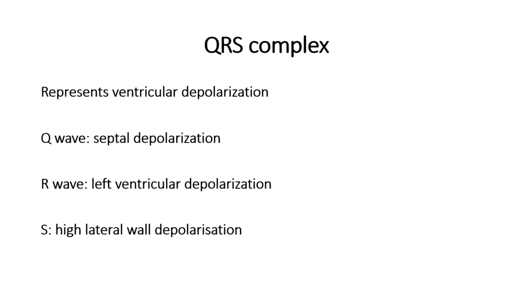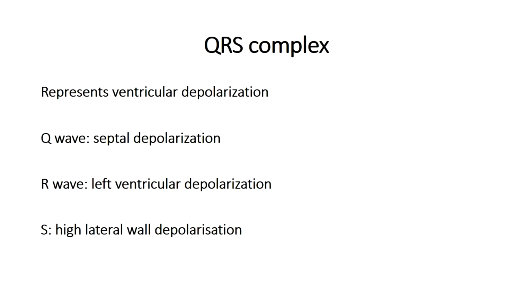The next part of the QRS complex is the R wave. This is a positive deflection upwards that represents depolarization of the left ventricular myocardium. The reason we refer to the left ventricular myocardium here is because it's generally bigger in size and bulk than its right side, and therefore, generally speaking, it overlaps or obscures depolarization of the right ventricle.